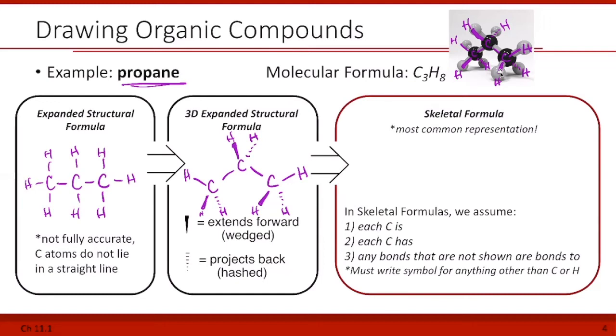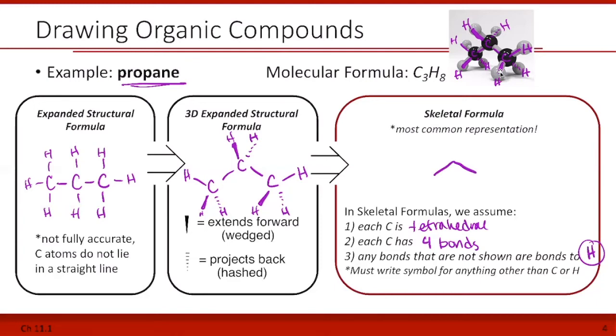In skeletal formulas, we'll start with what we assume, and then I'll show you what they look like. Each carbon we assume is tetrahedral. We assume each carbon has 4 bonds, even if they're not shown. And lastly, any bonds that are not shown are bonds to hydrogen. If we leave out a bond altogether, you fill out the rest of those bonds with hydrogens. A little caveat: we leave out the C's and the H's, but if anything is not a carbon or a hydrogen, then you have to draw the symbol for that. So we're going to leave out the symbols for carbon and hydrogen and just show the bonds in between them. All I will do for a skeletal formula for propane is this right here.